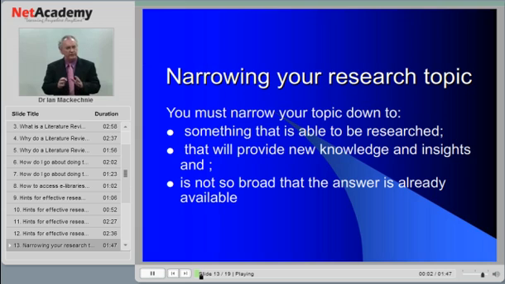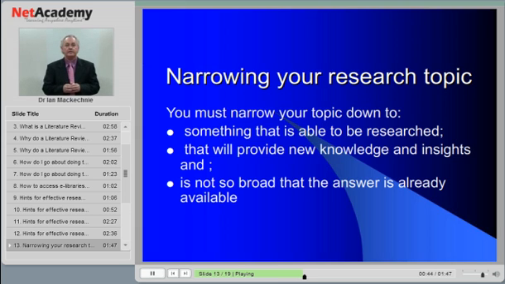One of the very important things about doing research is your topic. Students often find that they spend more time trying to find a topic for their research than perhaps they spend on any other part of their research. The important thing is that you narrow your topic down to three things. Firstly, something that is able to be researched. Make sure that you have access to data. Make sure you're not researching something which would require you to perhaps go overseas to collect data. Make sure it is something that you are able to research.